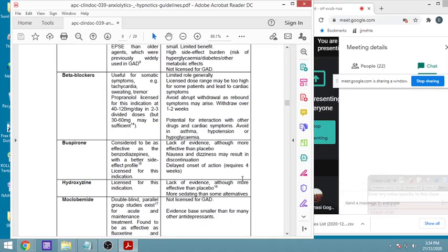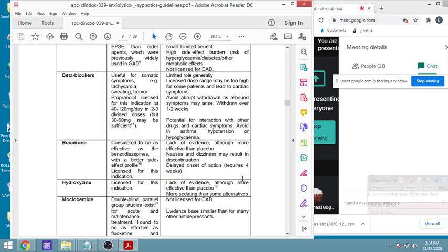It is considered to be as effective as benzodiazepine. It has a better side effect profile. It is licensed for anxiety disorders, but proofs are not sufficient. Although it has been found to be more effective than placebo, the comparison is still not clear. Nausea and dizziness may also be there, particularly after discontinuation of the treatment. There is a delayed onset of action. It requires 4 weeks to show the action.